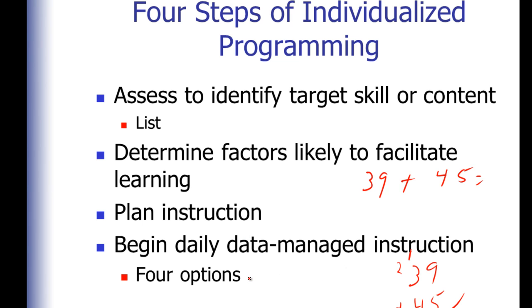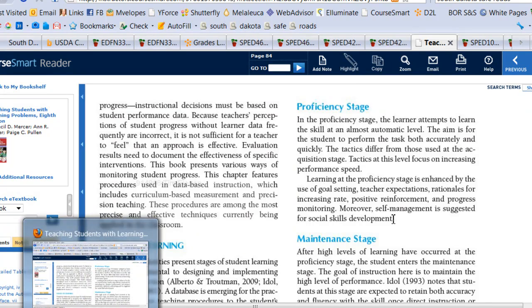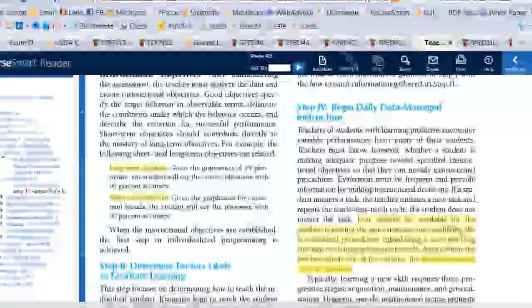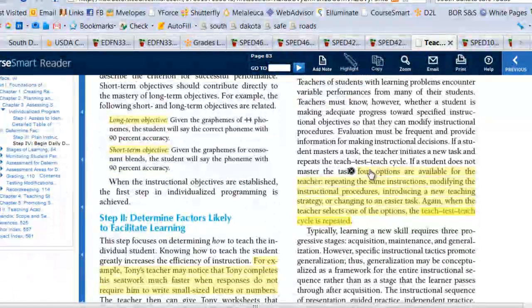Okay. 4 options here, and again, I want you to bring these 4 options in here, and those 4 options are back here on this page. Please list these in your notes also. These 4 options right here on page 83. Probably want to stop this now and put those in.